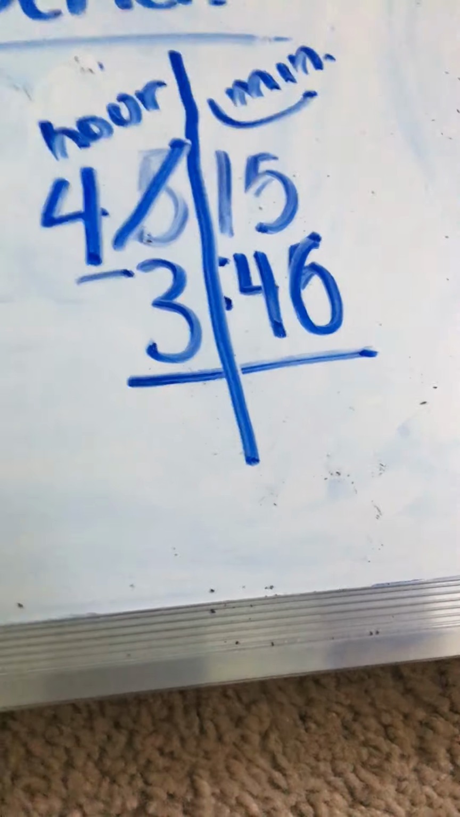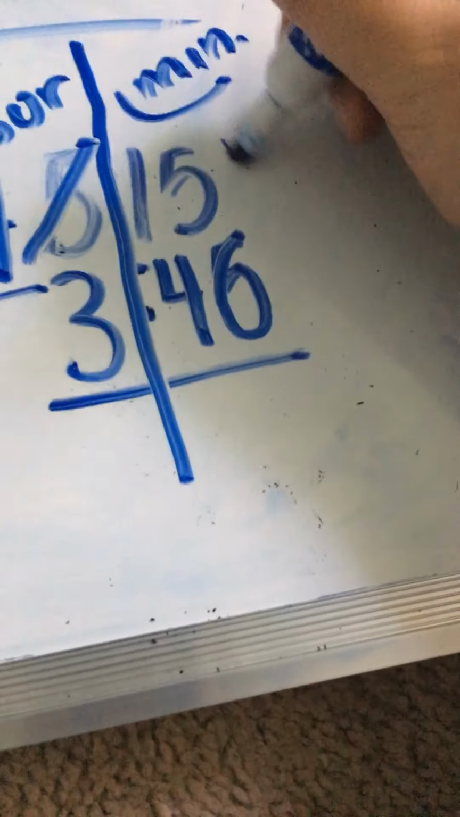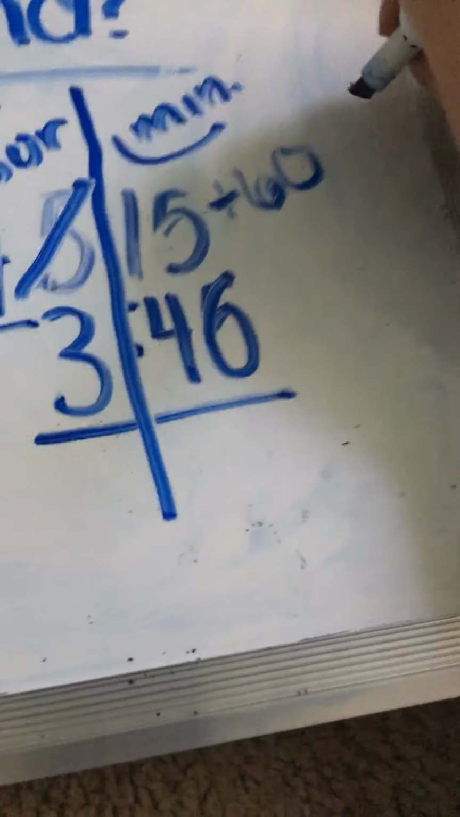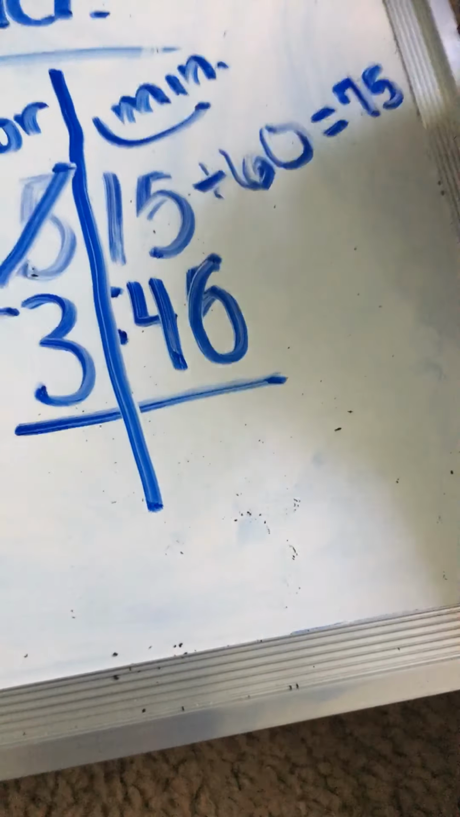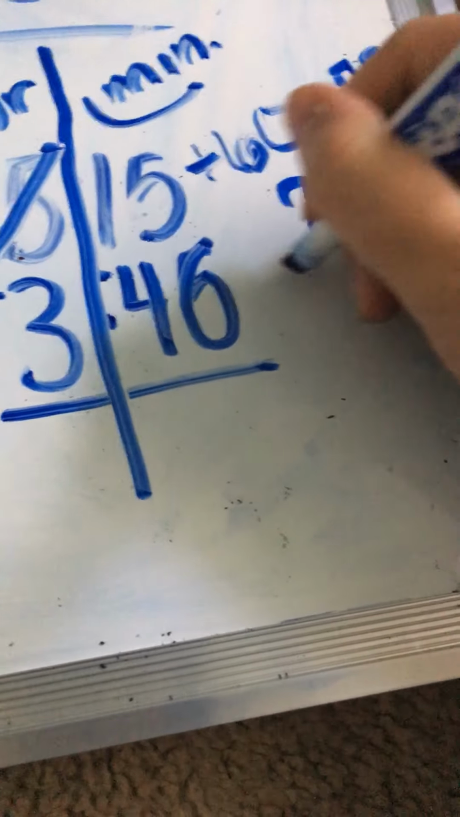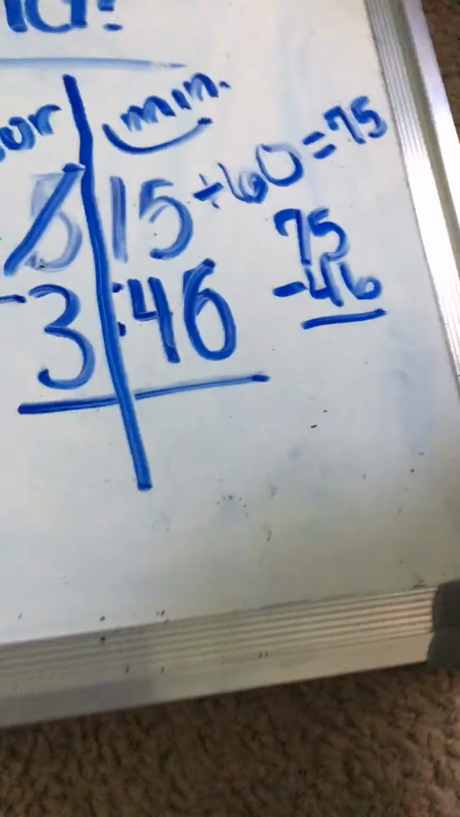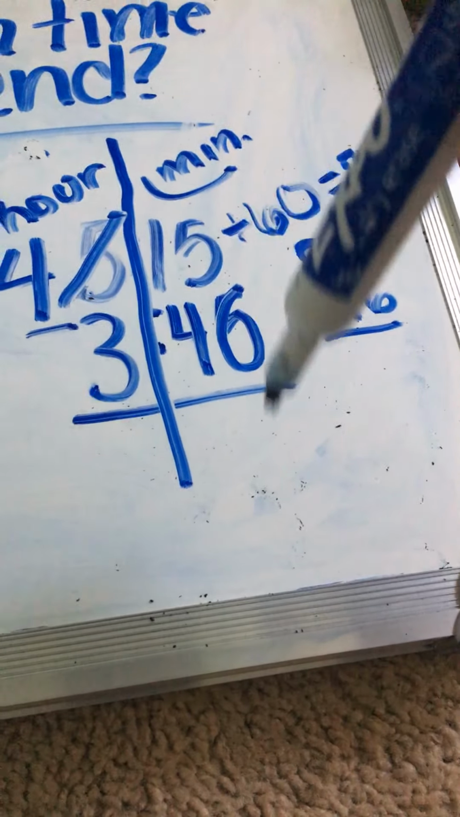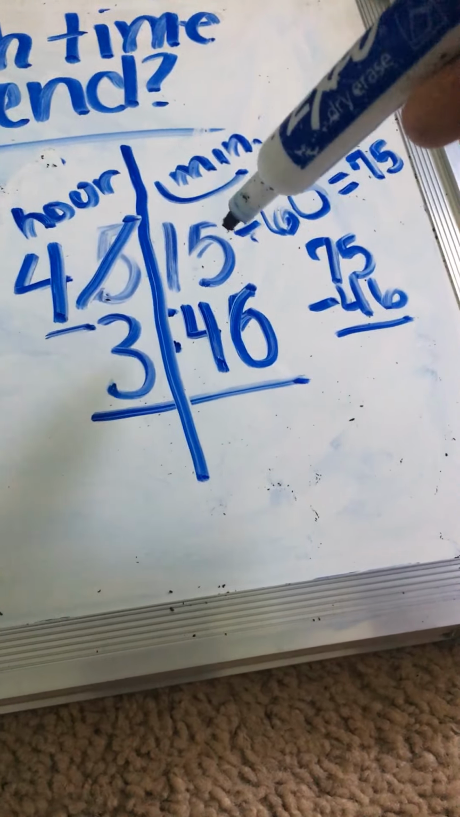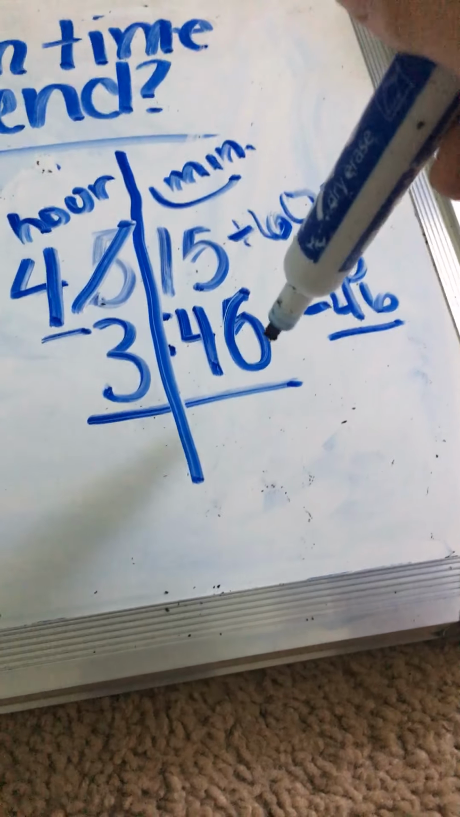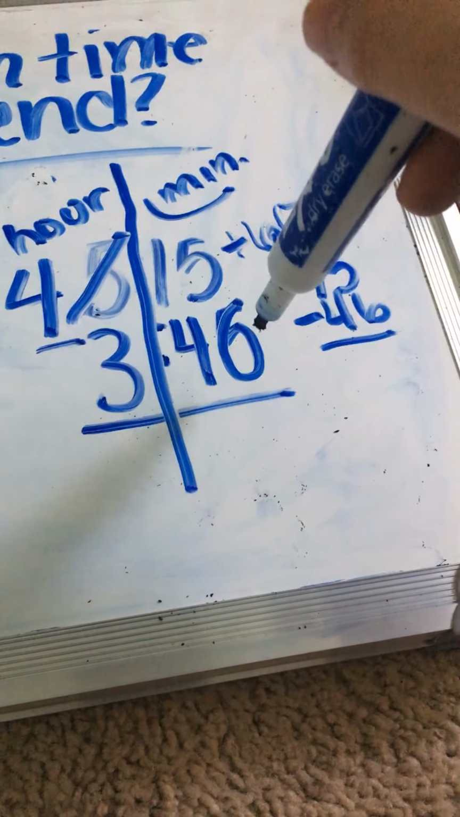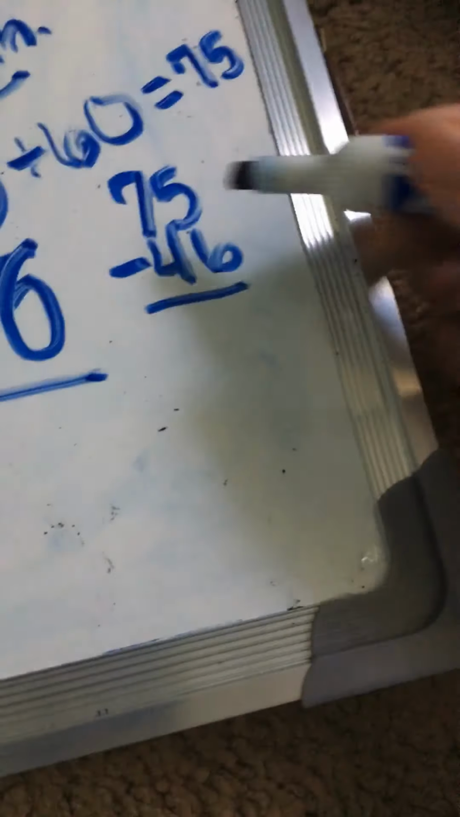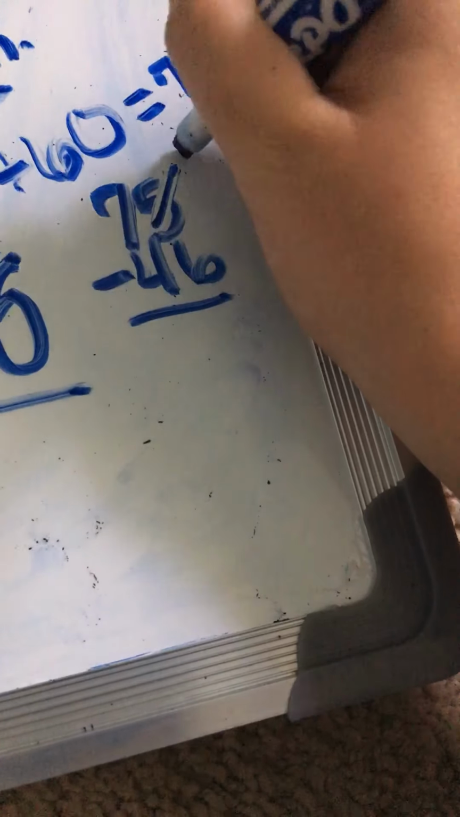So I'm taking away this hour and I'm making that hour 60 minutes. 15 plus 60 would give me 75. So now I'm dealing with 75 minutes minus 46 minutes. Now it's possible. I cannot take away 46 minutes from 15 minutes without making it an hour more, because you cannot take 46 out of 15. It's not possible. So now I'm going to go ahead and do my subtraction over here.